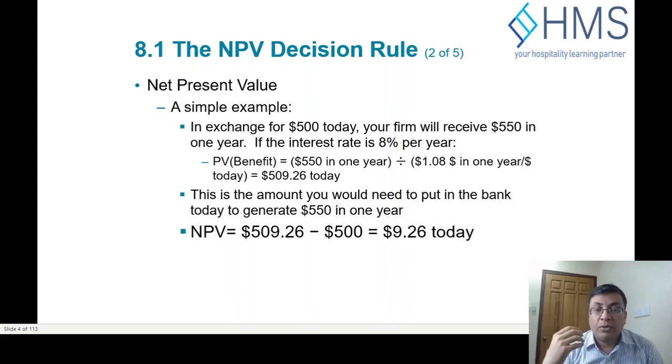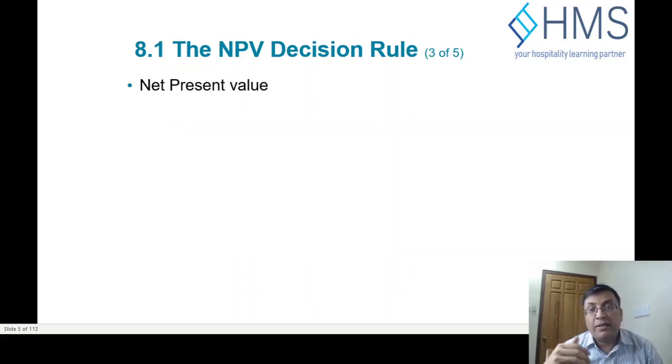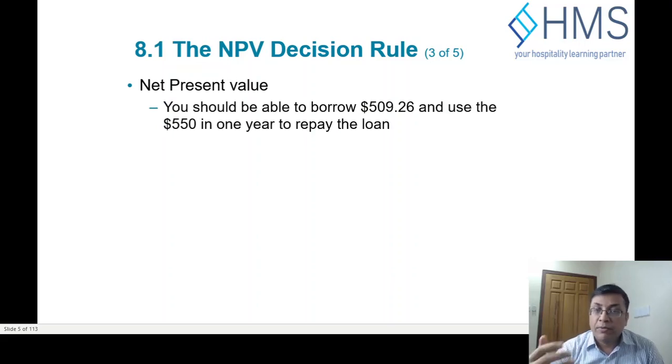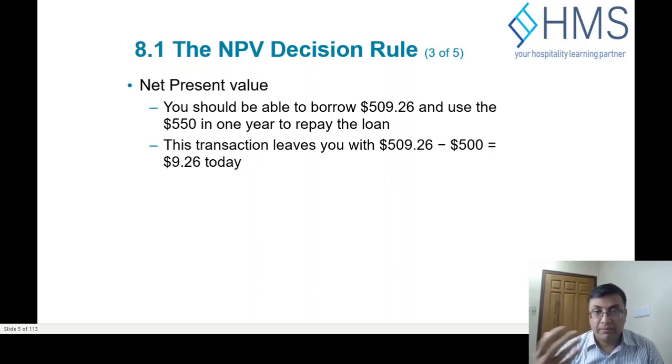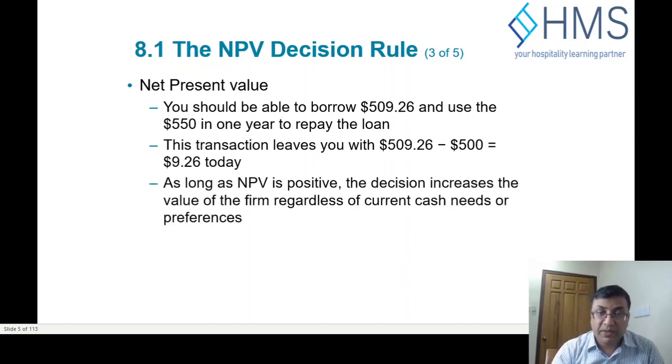So it means you are going to get the benefit. Normally the rule for the net present value is, if you get a positive net present value, you make the decision. Another way to look at this problem is, you should be able to borrow $509 and use $550 in a year to repay the loan, i.e. you can invest $509.26 in the bank today, and that will grow to $550 in 1 year. This transaction will leave you a $9 benefit in today's terms.